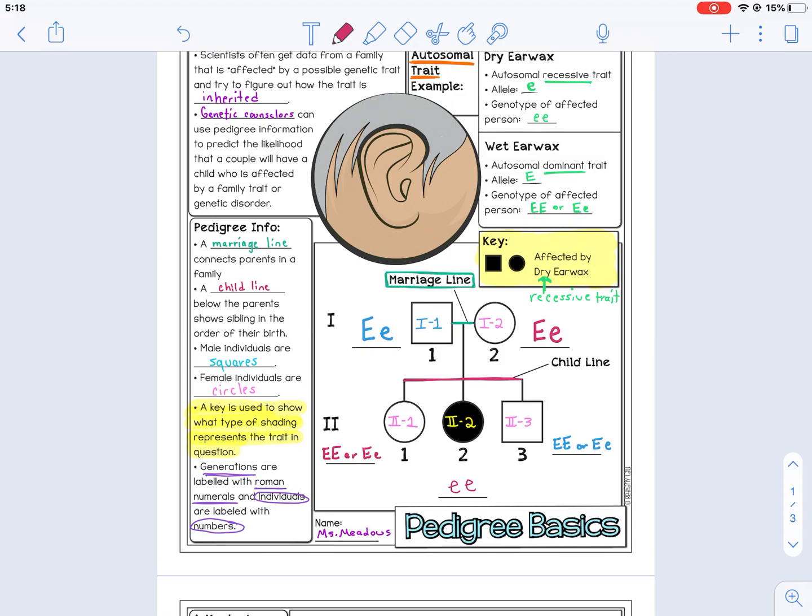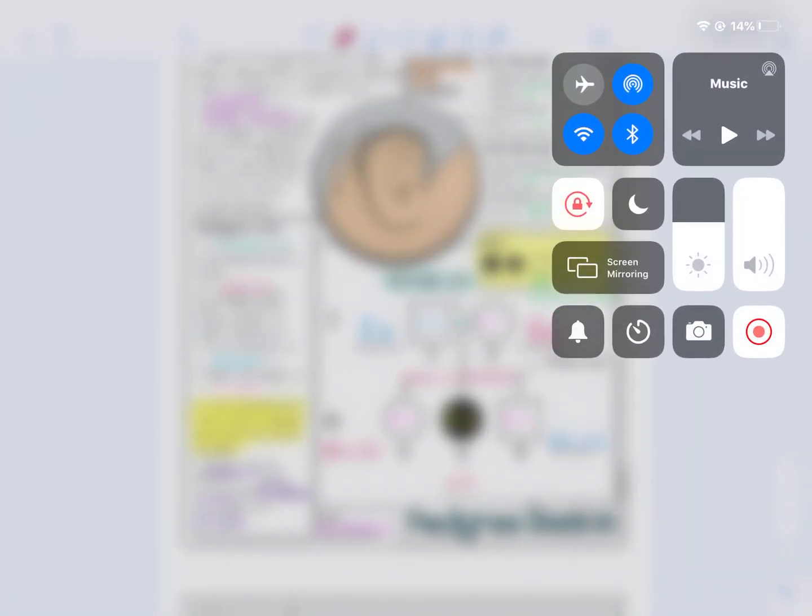Now, if we had more information in this pedigree, we might be able to figure out what the genotype is for those two individuals. Because if either one of them had a child that was affected with dry earwax, that means they had to have been able to pass on a little e allele. Now, if none of their children were affected, it doesn't mean that they don't have a little e. So we still wouldn't be able to say for sure what their genotype was.